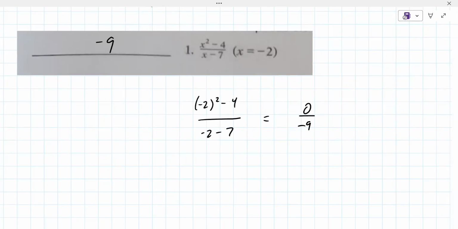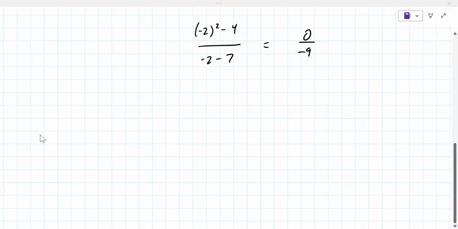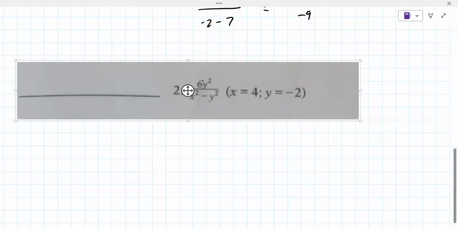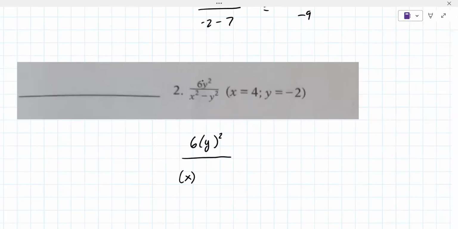Equals 0. Now, number two is really similar, meaning that you just substitute the numbers in. See how there's a y in the top? You can really treat it as 6 times y squared, x squared minus y squared. You've got both x and y. Do you want to try this one now on your own?